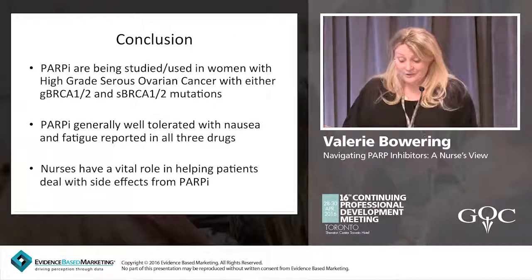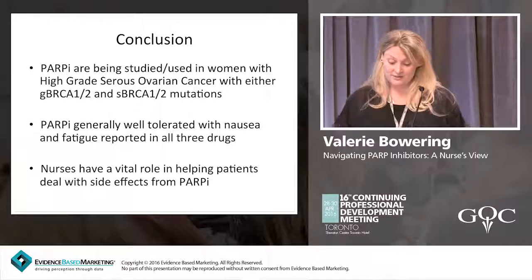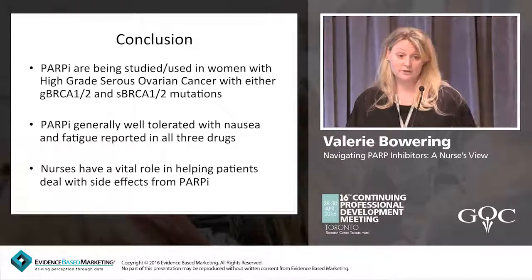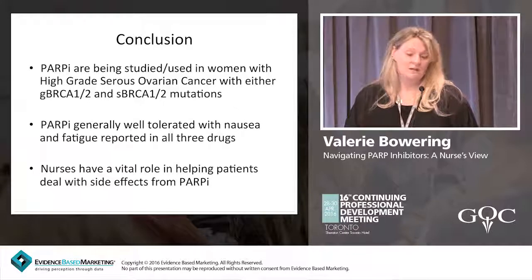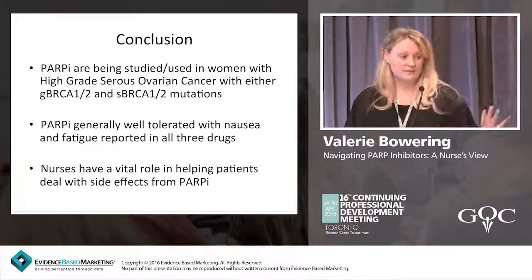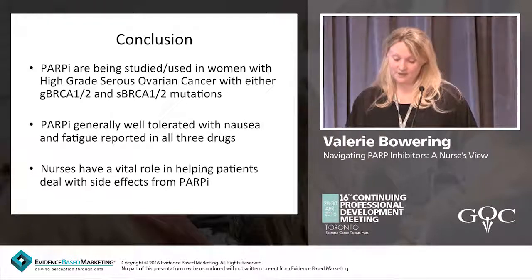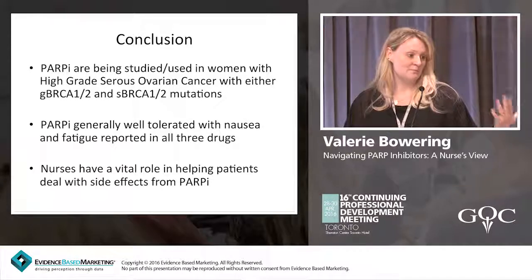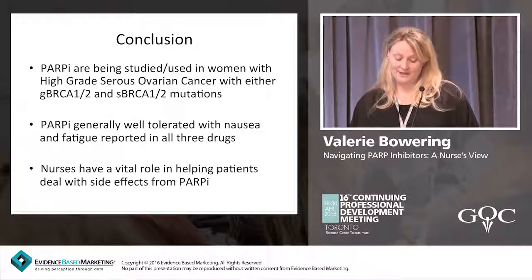So just in conclusion, PARP inhibitors are being studied and used in women with high-grade serous ovarian cancer, either with germline BRCA or somatic BRCA mutations. PARP inhibitors are generally well tolerated, with nausea and fatigue being reported in all three, as you can see from the trend across there. And I do think that nurses have a really vital role at this time. It's a really exciting time to be a nurse in ovarian cancer, because we will see new drugs coming through that patients will have access to.